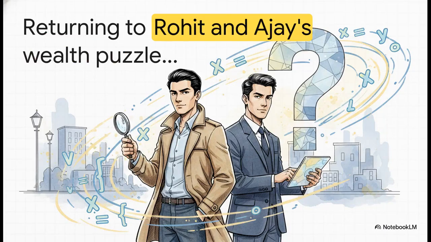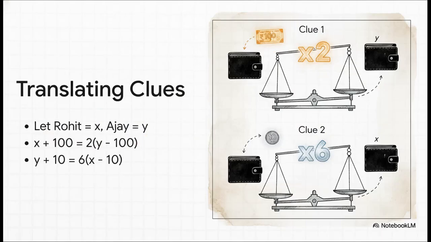And that, my friends, brings us all the way back to the beginning. Our initial, supposedly impossible brain teaser. Rohit and Ajay arguing on the street about their wealth. So, are you ready to use your newly acquired superpowers on this? Let's crack the case once and for all. First things first, we follow our golden rules. Let Rohit's current money equal x, and Ajay's current money equal y. Now let's translate their confusing back and forth dialogue into perfectly structured mathematical clues.